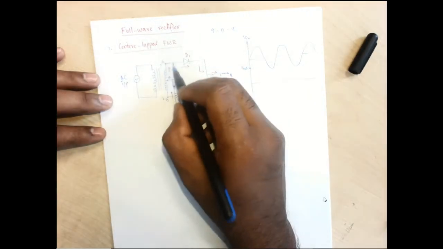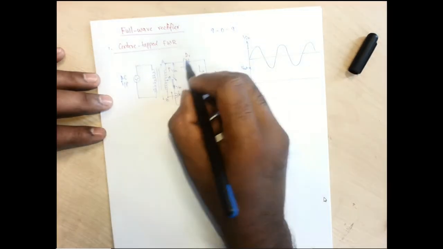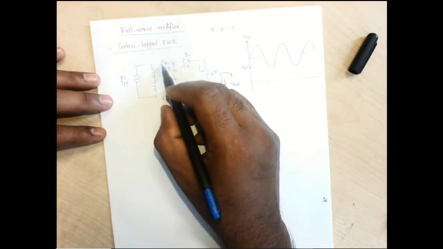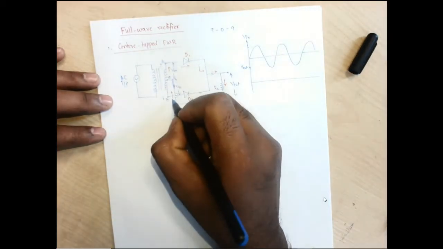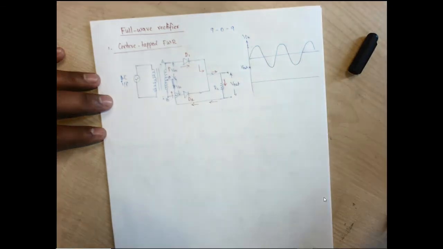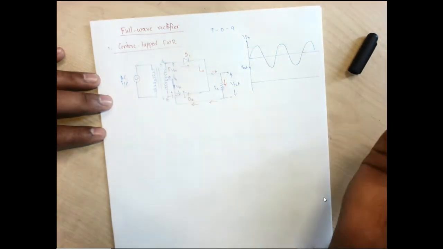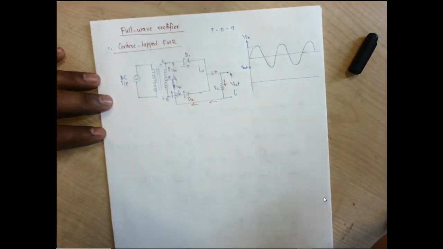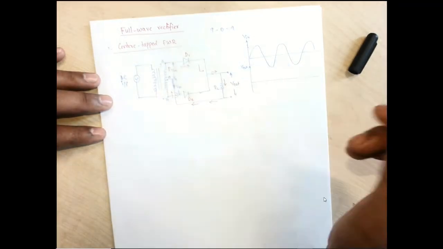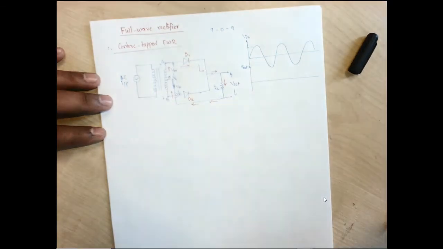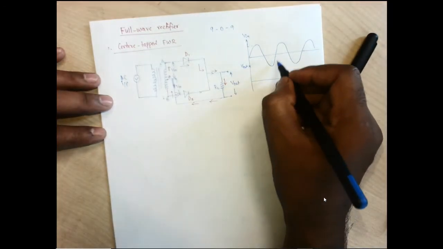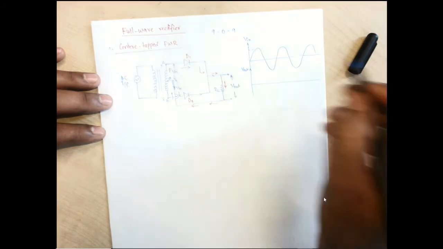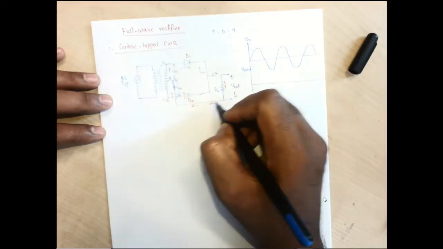For the first half, D1 works considering the A point has positive polarity and the B point has negative polarity. But it may be otherwise: the B point may first get positive polarity and the A point negative, so it will depend. Let us consider A has positive polarity, so D1 will work. For the next half, as B gets positive polarity, D2 will work, but the current is always in the same direction.